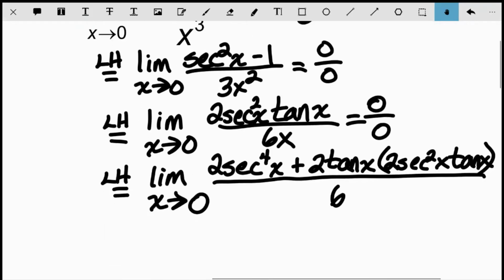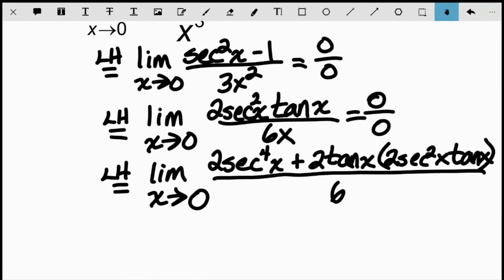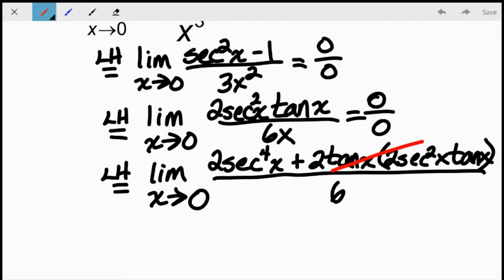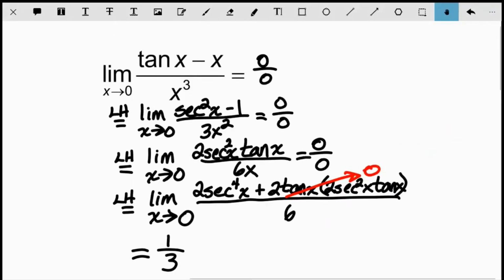And at this point, if I evaluate this limit, remember I'm plugging in 0 for x. So this part of it is going to become 0. And essentially I've got 2 over 6, which is going to be 1/3. And you could check that graphically on your calculator if you want. And you'd see that that limit is actually going to be equal to 1/3. Okay, so notice the repeated L'Hopital's rule there. So we can do that when necessary with L'Hopital's rule.